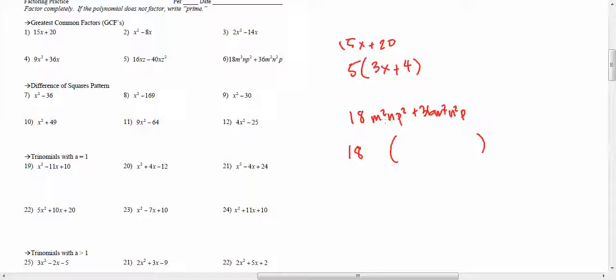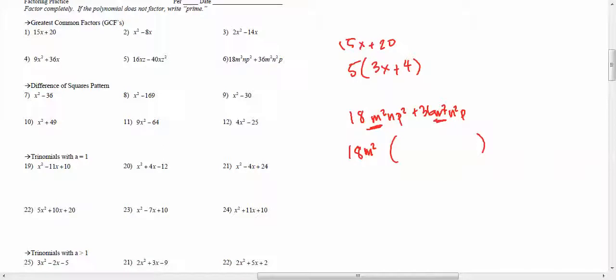You guys are freaking out about all these letters, right? You're looking at this like, what the heck is this? I'll tell you what, the letters are actually the easiest part. There are 2 m's in this part over here, and 2 m's over here. What is the maximum number of m's they have in common? 2. So I'll pull out an m squared.